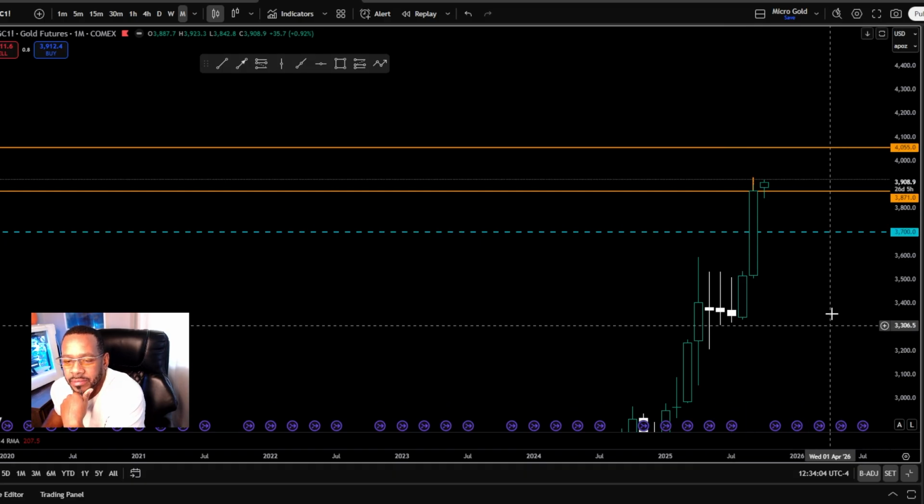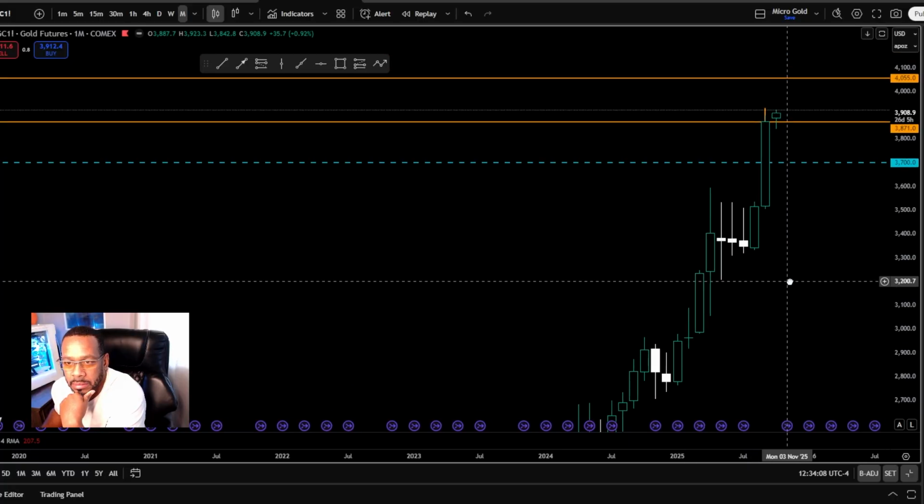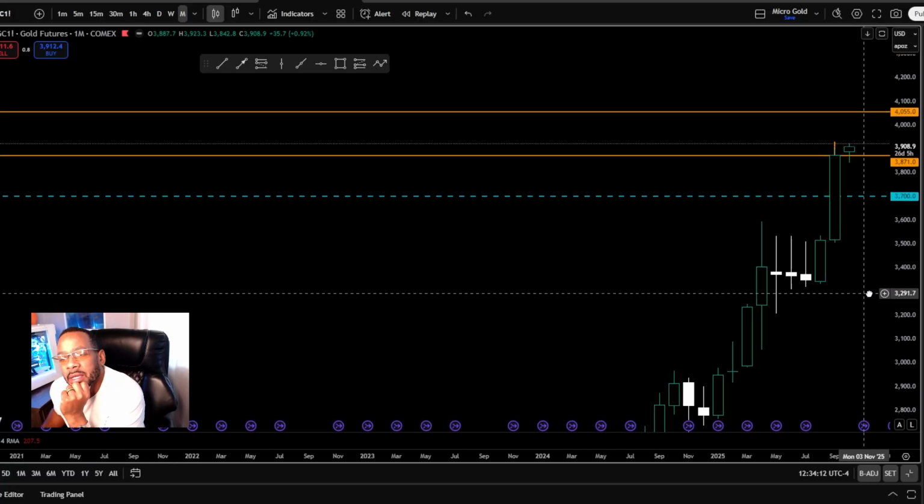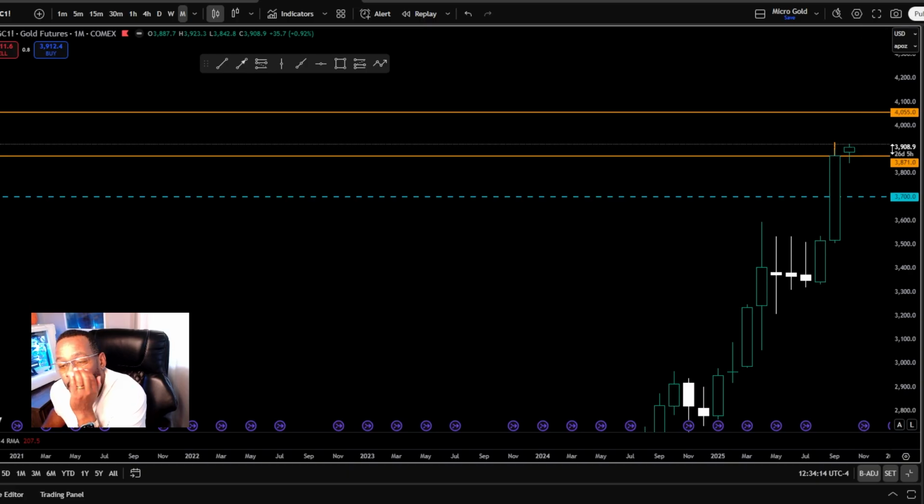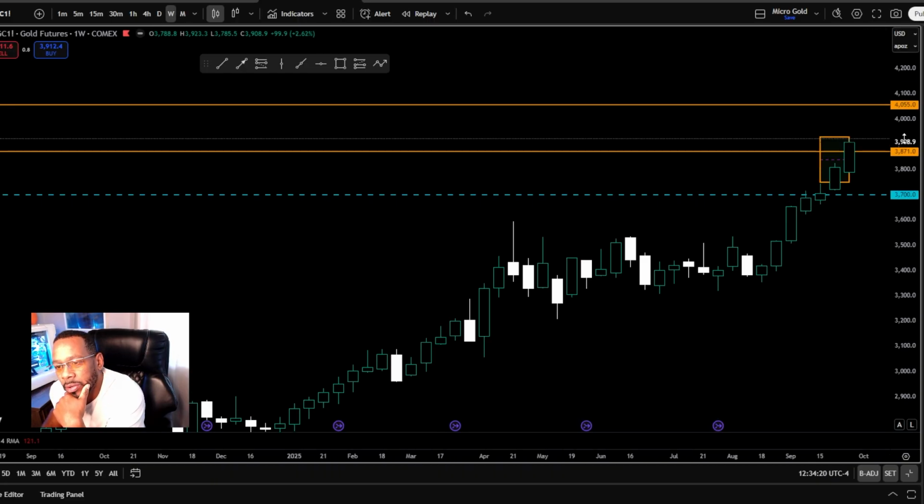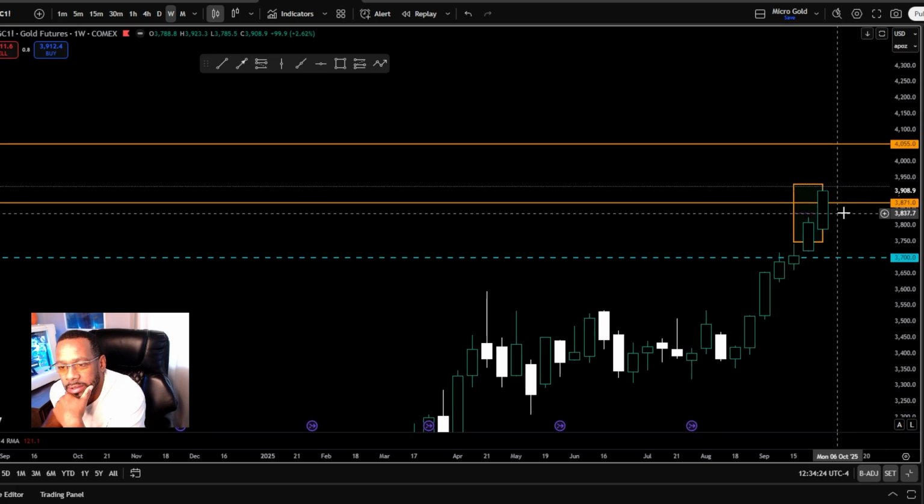And then continue up. It's not guaranteed though. See here, it hasn't even been 30% of the range last week. I mean, last month. I think we might get a good pullback even here on the weekly.